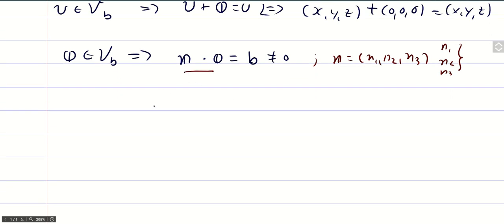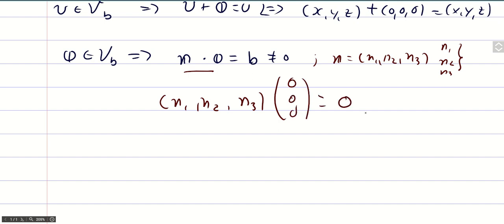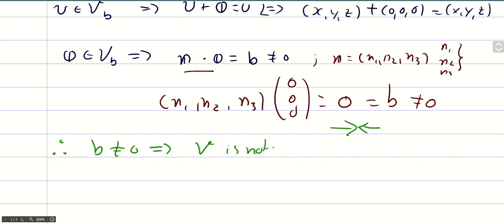This dot product here is equal to (n1, n2, n3) dot product with (0, 0, 0). This equals to what? To 0. But this should be equal to b, and b is different from 0. So here we have a contradiction. Therefore, b different from 0 implies that V is not a vector space.